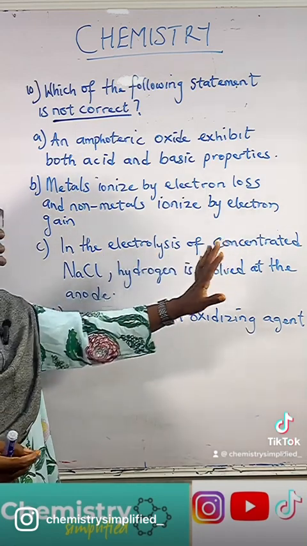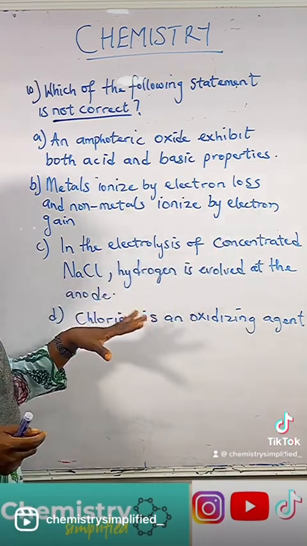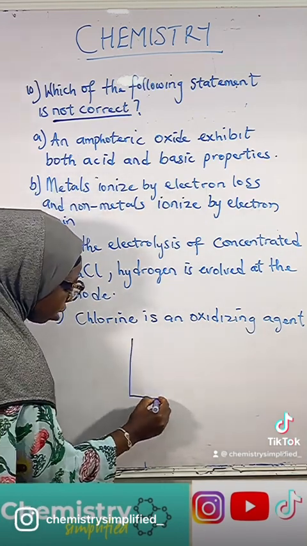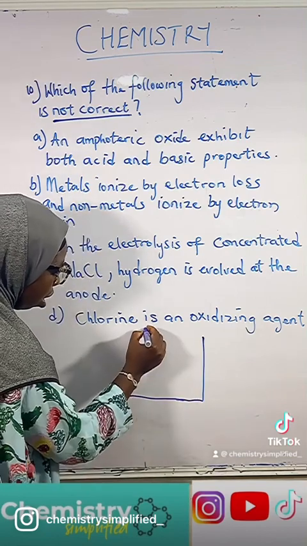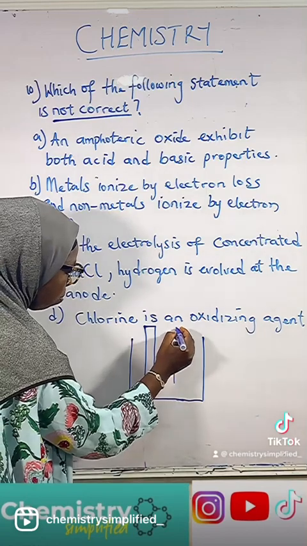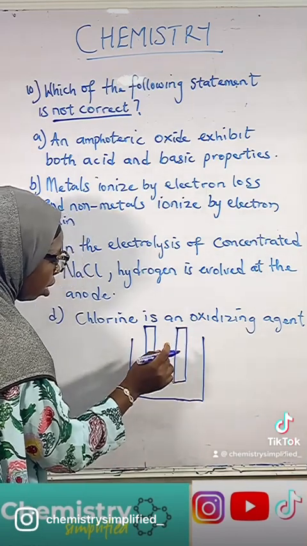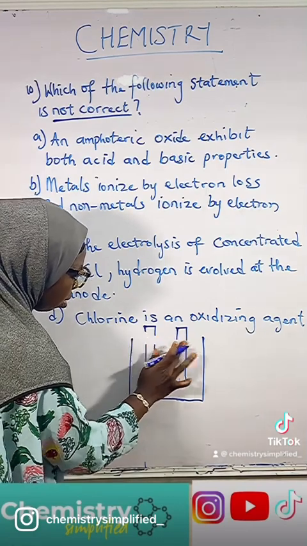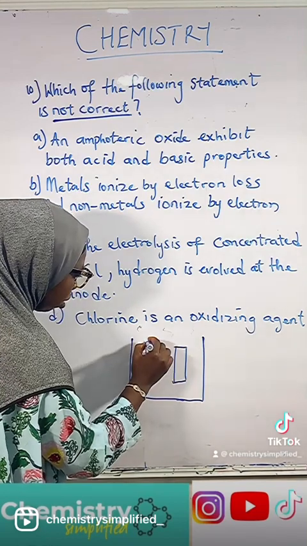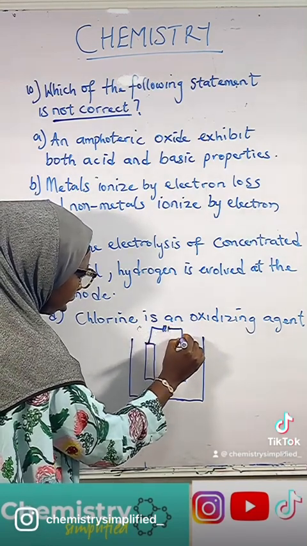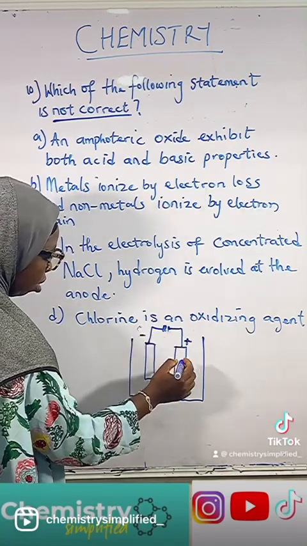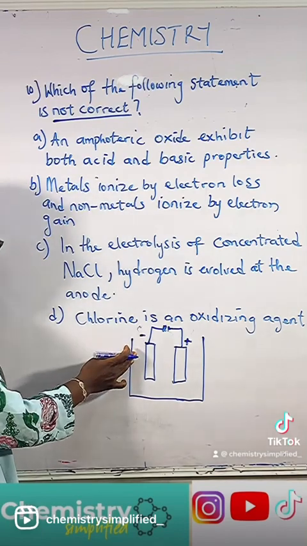In the electrolysis of concentrated sodium chloride, hydrogen is evolved at the anode. Now let me quickly analyze that. Let's draw a rough sketch of the electrolysis, where the concentrated sodium chloride can also be called brine. Let me make it shorter so that I will be able to draw the electrodes and the connection. We have something like this. Now this is our anode and this is the cathode. Anode is positively charged, cathode is negatively charged.